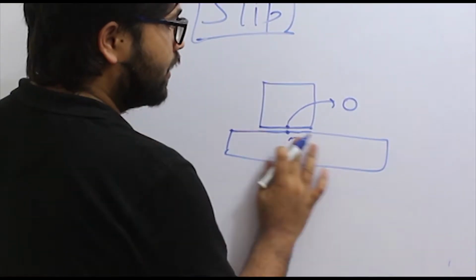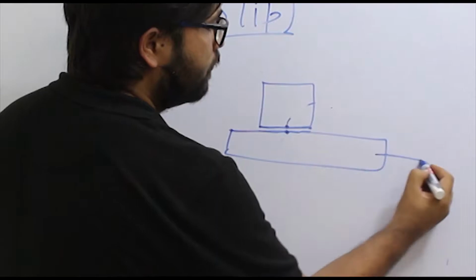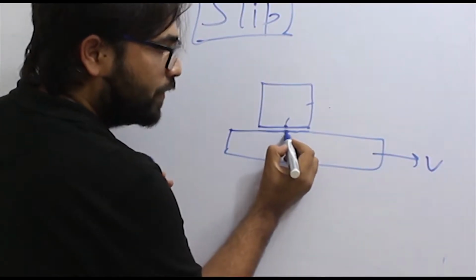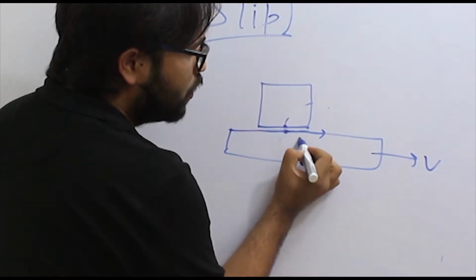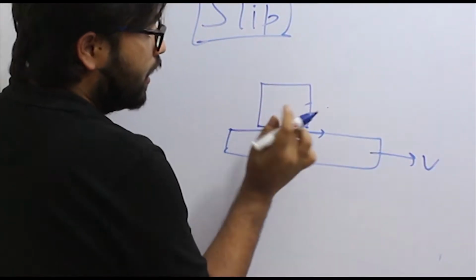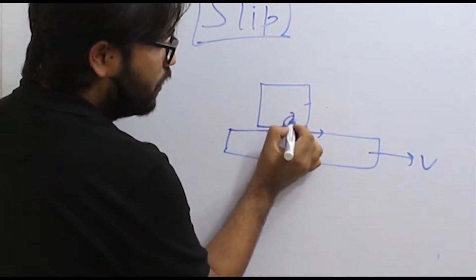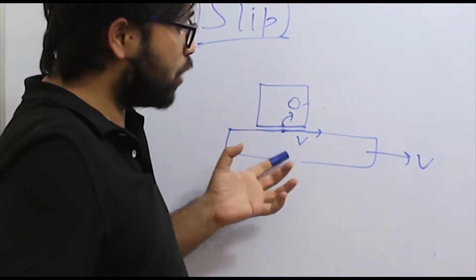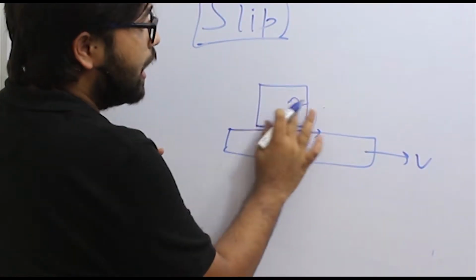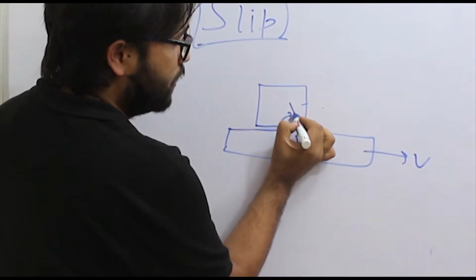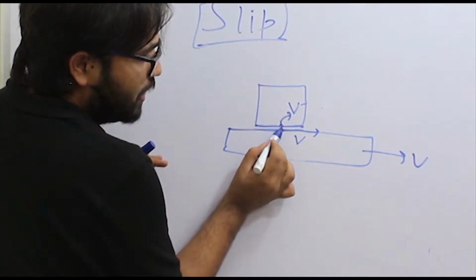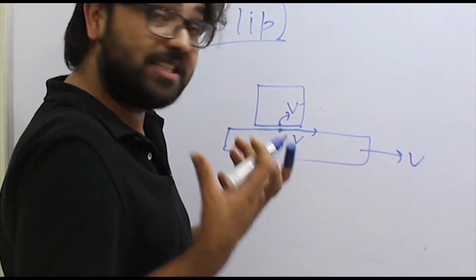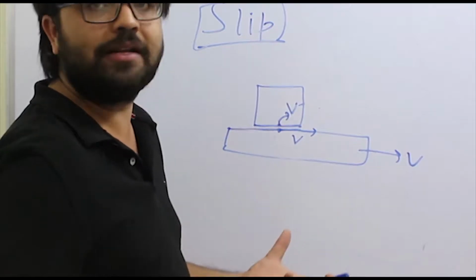And if this plank, let's say, has a velocity of v, and it is translating with velocity v, what is the velocity of this point? The velocity of this point is also v. Now, if the velocity of this point of the block is still 0, it means these two are not the same. It means that the block is now slipping over the plank. And if the block somehow achieves the velocity v, then the velocities of these two points of contact again become the same, and they are not slipping over each other.